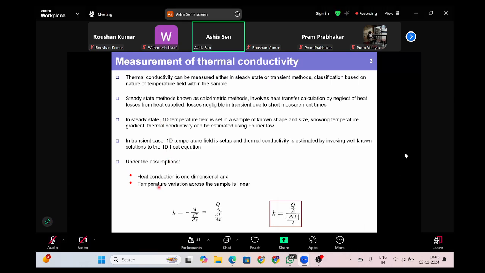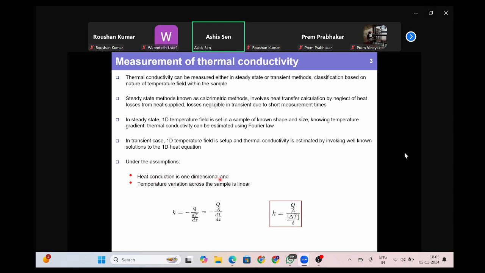So in the steady state method, you assume that the heat conduction is one-dimensional and the temperature variation across the sample is linear. These are good assumptions that typically are valid in heat transfer applications. If you have proper arrangements, you can really confine heat to flow only in one direction. And typically, if you do not have a heat source or sink or any material defect, the temperature variation across the sample in case of 1D heat transfer is typically linear.